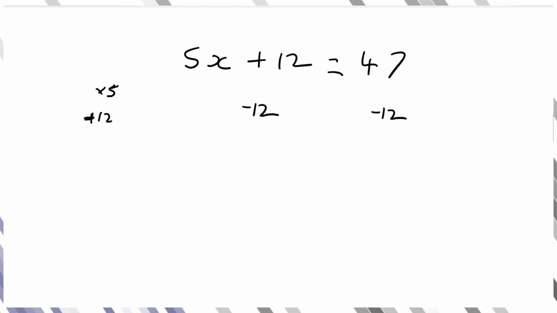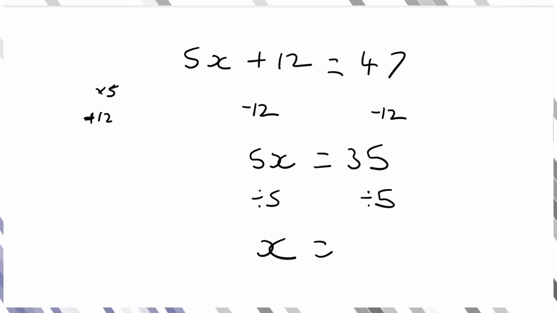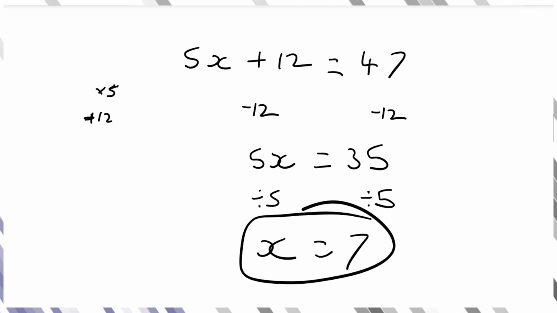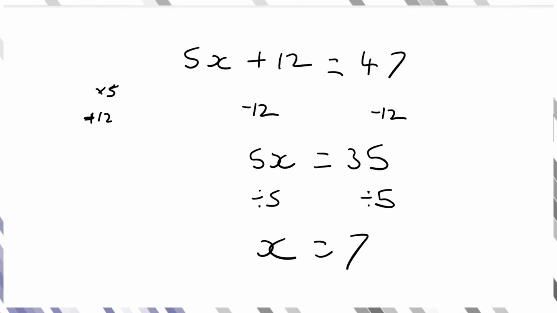Do the same thing to both sides. So 5x plus 12 minus 12 is just 5x. And then 47 take away 12 is 35. So now we know 5x is 35. The next thing to get rid of is this times by 5. Opposite of times is divide. So we're going to divide both sides by 5. 5x divided by 5 is just 1x. 35 divided by 5 is 7. So x is 7 in this one.